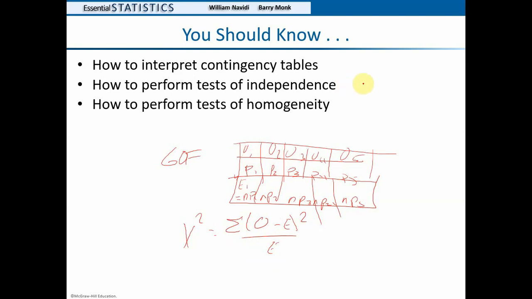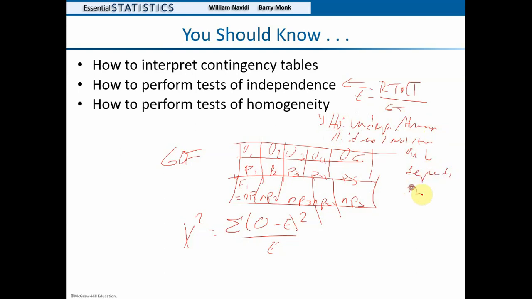And then we went to the independence, where the expected is just row total times the column total divided by the grand total. Okay. H0: independent, homogeneous. There's no difference among those treatments. And then H1: dependent. They are not homogeneous. The outcome depends upon treatment. Okay, between those two. Okay.